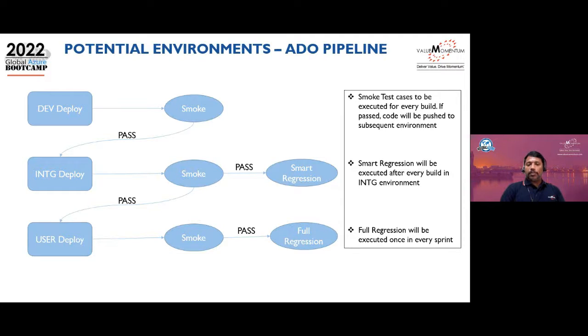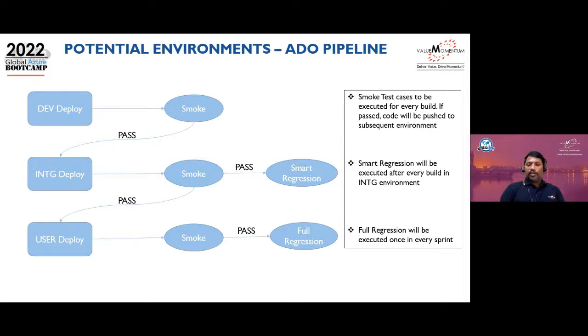If it gets passed, then immediately the code will be further pushed to the subsequent environment, which is user. Again, in user there is also a smoke, and if that smoke gets passed, it will trigger a full regression. But this full regression we can schedule periodically as we want, because user deployment may happen once in every sprint, once in a week, or once in a day, based on the need and the project severity. On demand basis, we can schedule.